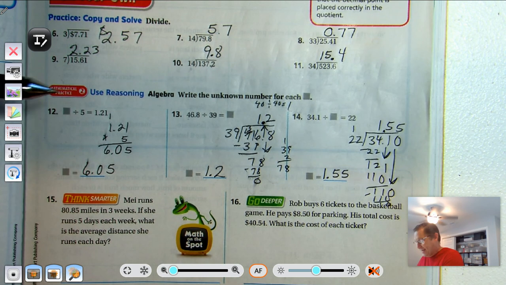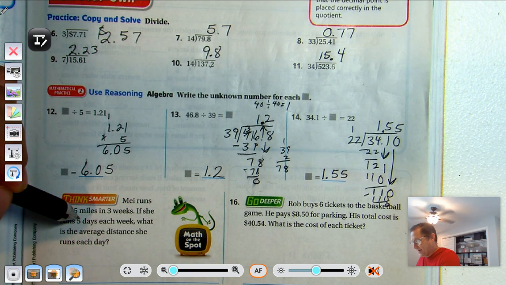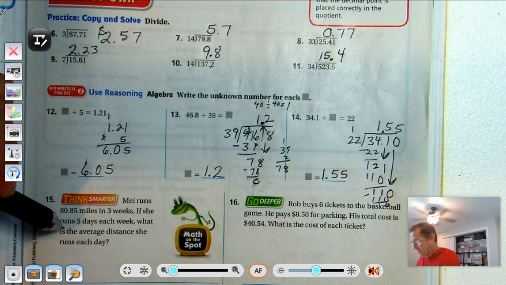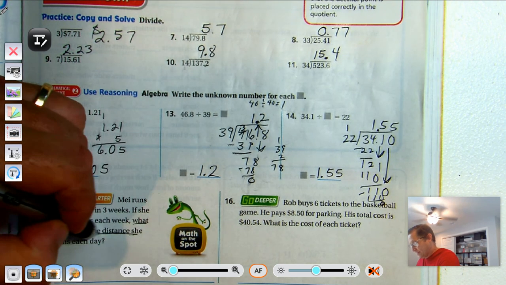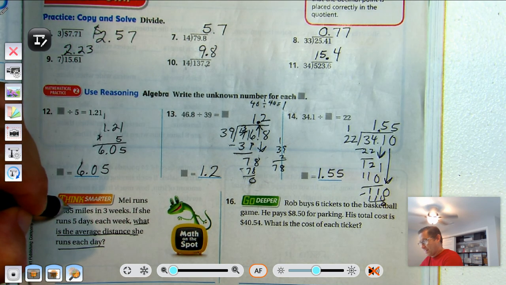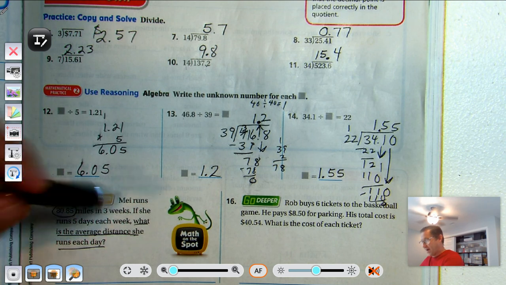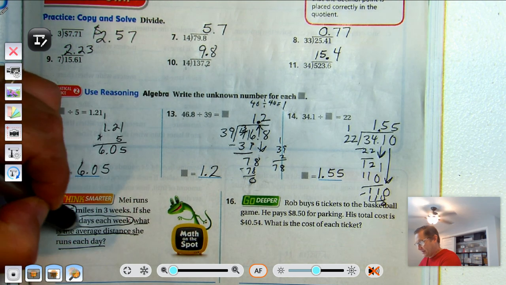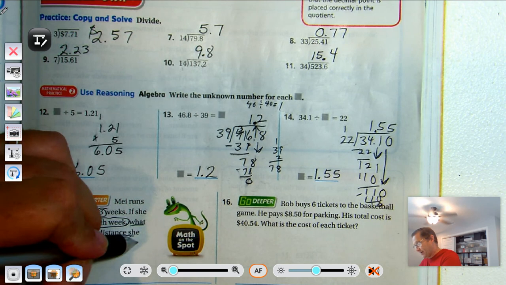May runs 80 and 85 hundredths miles in 3 weeks. If she runs 5 days each week, what is the average distance she runs each week? So that's how much she ran in 3 total weeks. And she runs 5 days each week. So how many days did she run? Well, 5 times 3, that's 15, right?